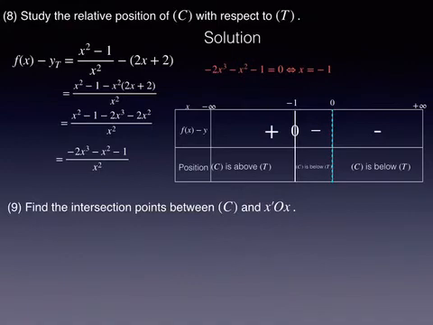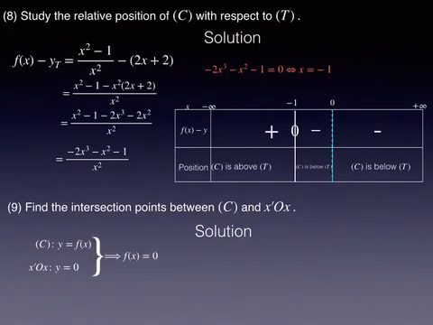Question 9 is to find the intersection point between curve C and x prime of x. First of all, let me remark that curve C has an equation y equals f of x, and x prime of x has an equation y equals 0. Then putting y equal, you need to solve the equation f of x equals 0. So in order to solve f of x equals 0, we replace f of x by its expression, and then solving this expression you will get x squared equals 1, which is x equals plus or minus 1.